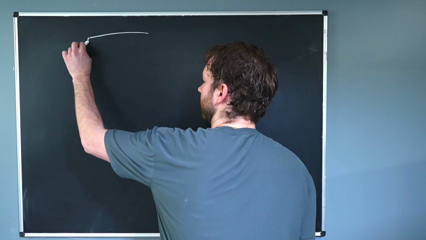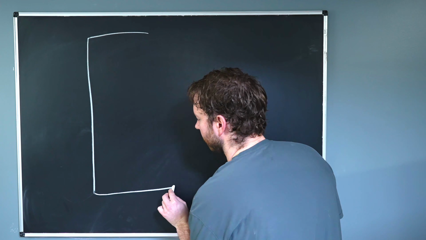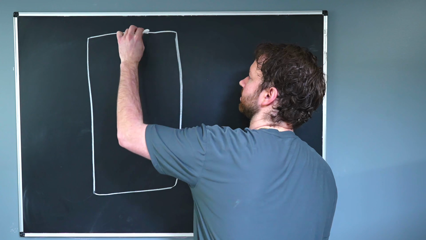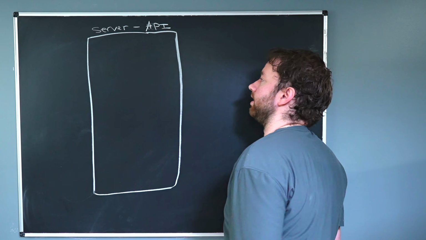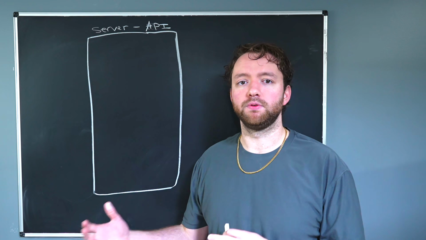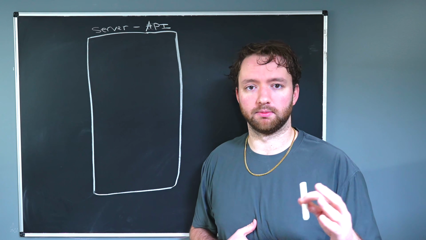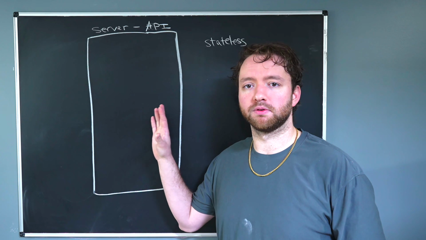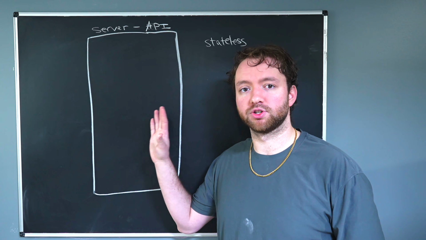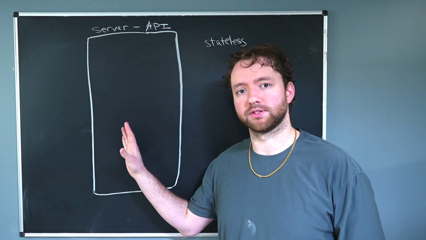So let's draw a server. I'm gonna make it pretty big because I'm gonna write a bunch of stuff in here. And the main purpose of this server is to deliver the API. A few key things before we even talk about scaling. This needs to be stateless. Basically, you don't want to be storing any data about users or application-specific stuff on this server.